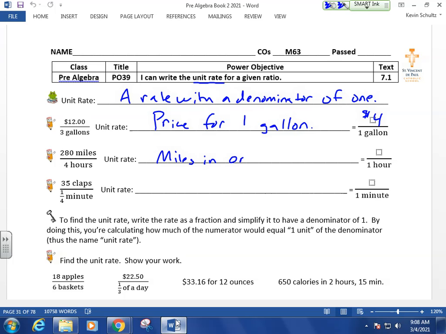Okay. If you can drive 280 miles in 4 hours, we want the miles in 1 hour. So 280 miles in 4 hours is how many miles in 1 hour? Annika? 70 miles in 1 hour.